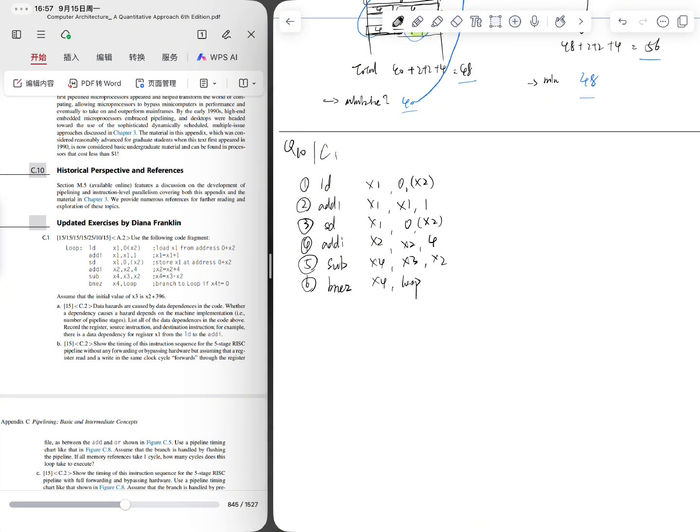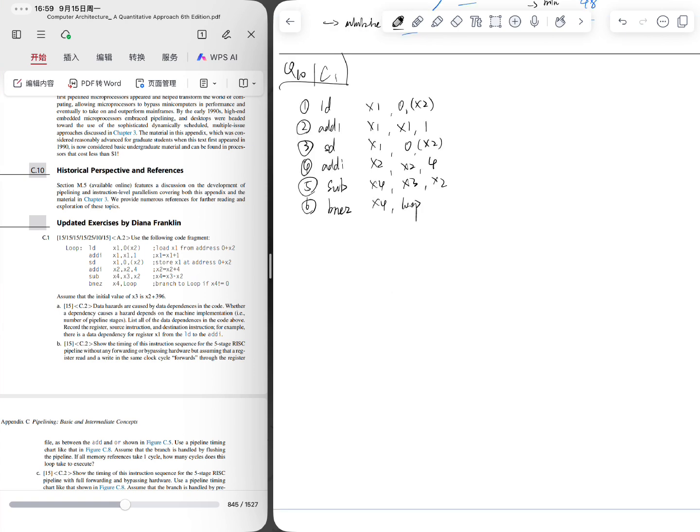Let's talk about our homework 2 question 10. That is actually the question from our textbook, C1. Okay, let's start. Firstly, in question part A, we need to define whether there are any data hazards. So, data hazards, we have RAW, WAR, and WAW.